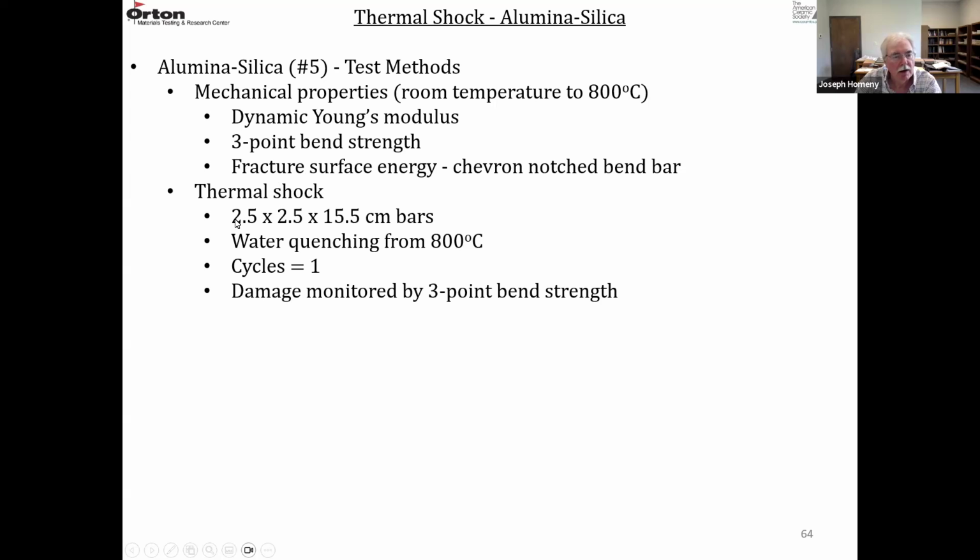So the thermal shock samples were 2.5 by 2.5 by 15.5 centimeter bars. That's pretty much the normal quenching size type bar. The quenching was from 800 degrees C to room temperature water. And one cycle, so just one quench cycle, and then they measured 3-point bending and the bending strength to monitor the damage.